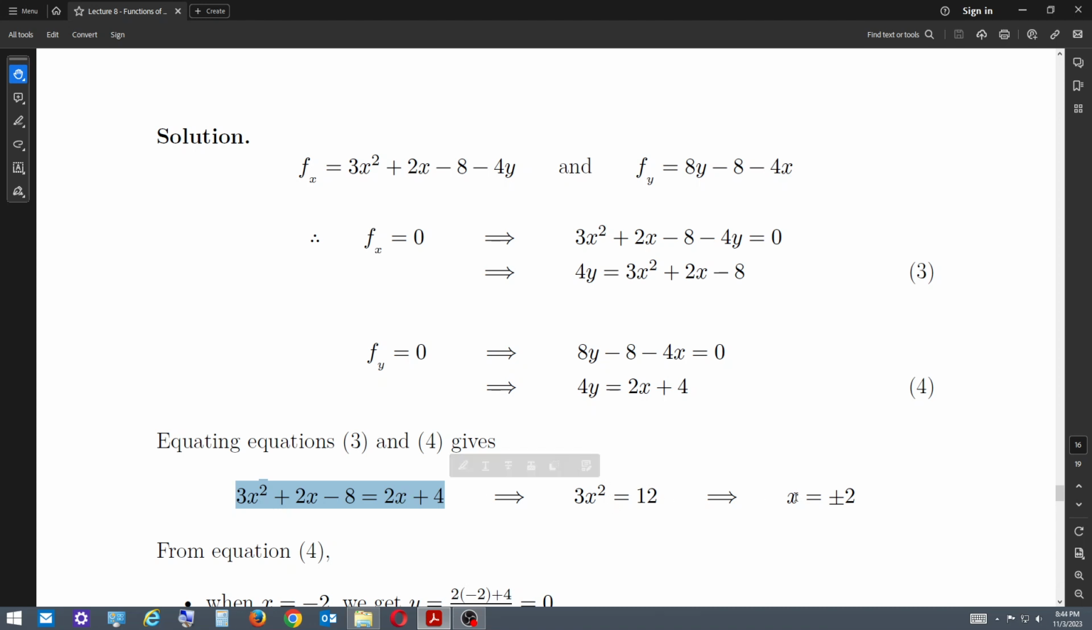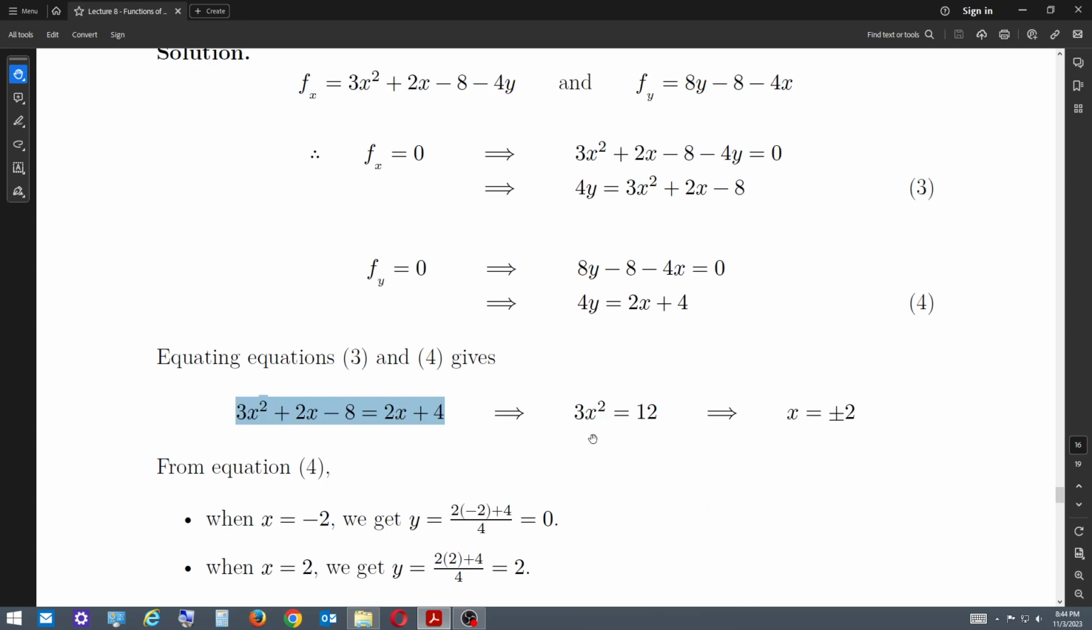Alright, so we end up with x is plus or minus 2. And again, remember when you take the square root, you can take either the positive or the negative. You have to consider both.